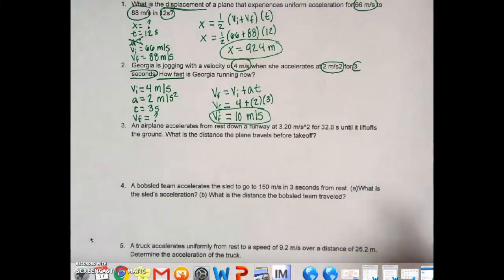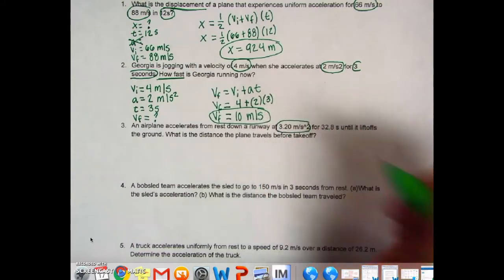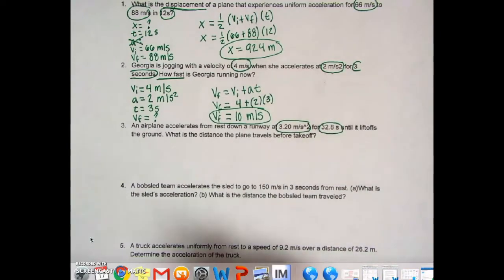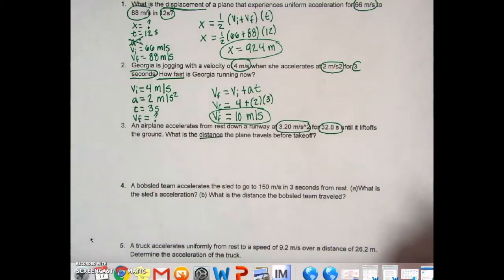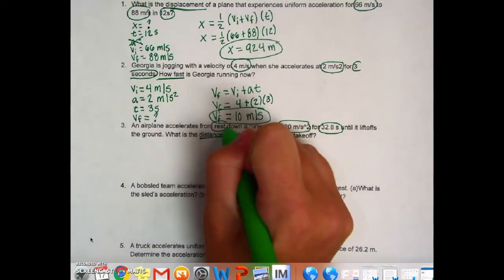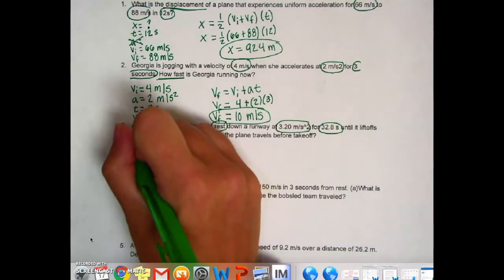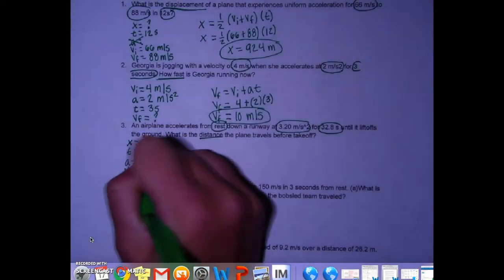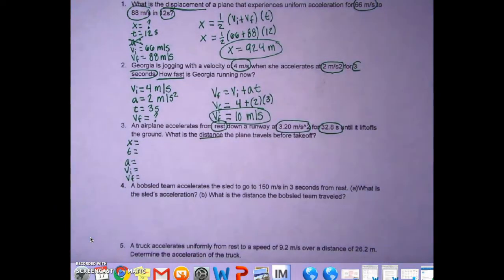The first thing we do is circle any value and unit it gives us. We're going to circle 3.2 meters per second squared, 32.8 seconds, and then underline what we're looking for, which is distance. I'm also going to circle the key word rest, because if things start from rest, that gives me my initial velocity. Then I'm going to write out all 5 possibilities that could be in this problem. It doesn't matter what order you write them in, just as long as you know that there are 5.